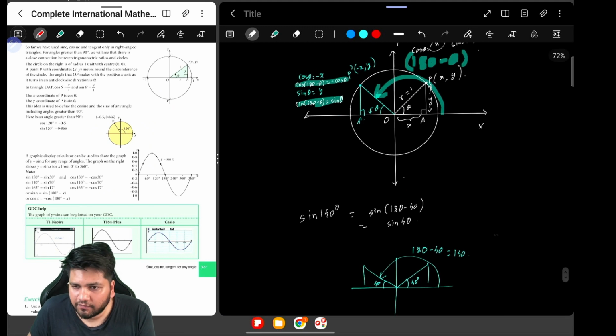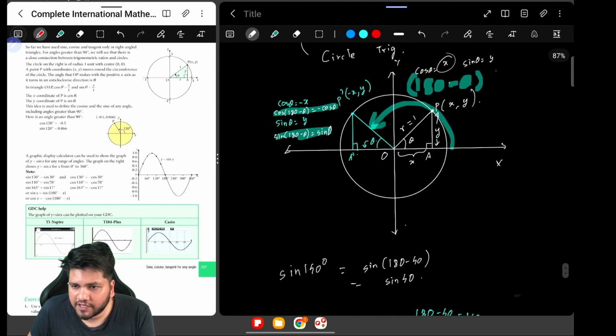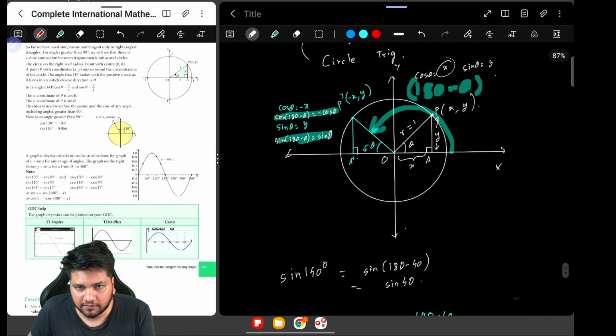So in short, we can convert all the obtuse angles in terms of acute angles. Cos is negative because it's got to do with x, sine is positive because it's got to do with y. And y is positive, x is negative. Yes, definitely. Sir, I have a doubt.